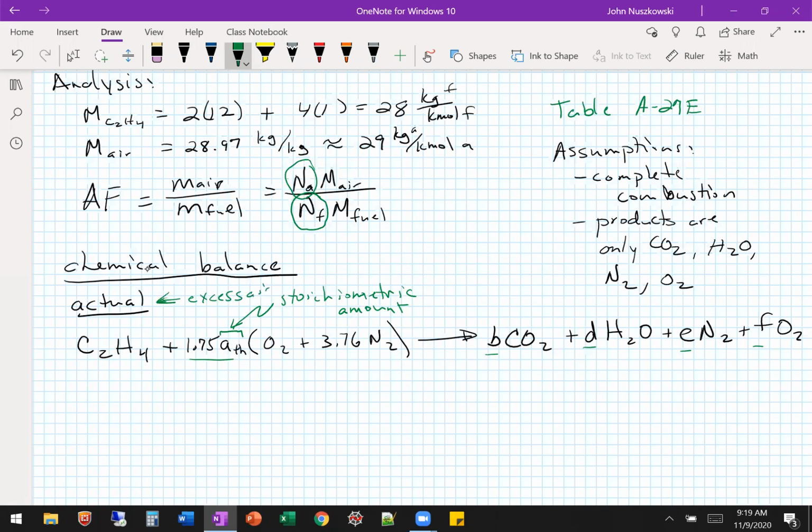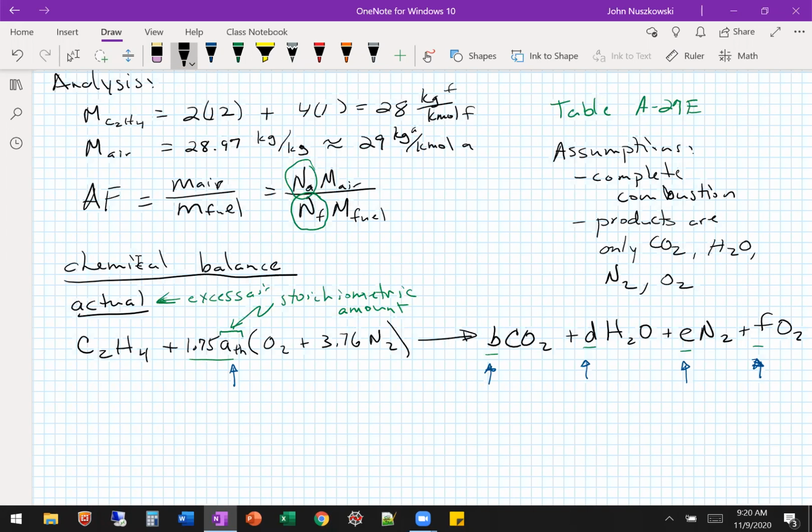So when we look at this equation, how many unknowns do we have? We have A theoretical, B, D, E, and F. So we have 5. What equations can we use to solve for these unknowns, or some of these unknowns? Where do we go from here in a chemical balance equation? Way back in chemistry, what did you do? Balance the molar masses. Yeah, we balance.